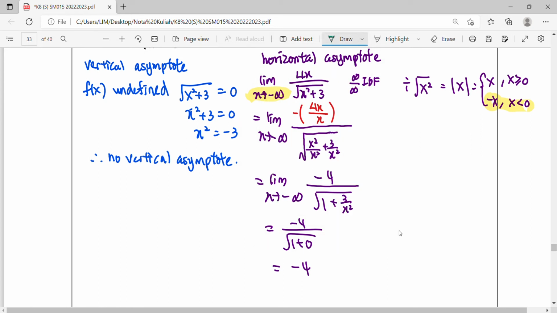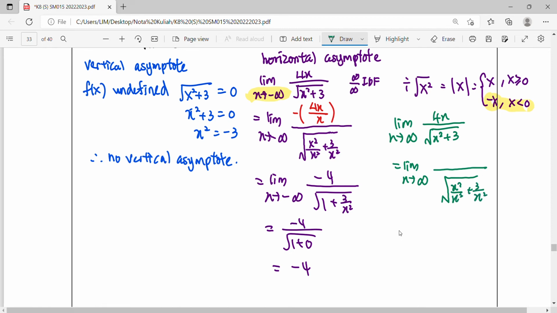Okay, so we proceed to finding the limit as x approaches positive infinity for this function. Same concept, where this is IDF, we are going to divide by square root x squared. So boleh sekali lah sampai penyebut dia. X squared bahagi x squared, 3 bahagi x squared. But for the numerator, this is 4x, you're going to divide by positive x only.